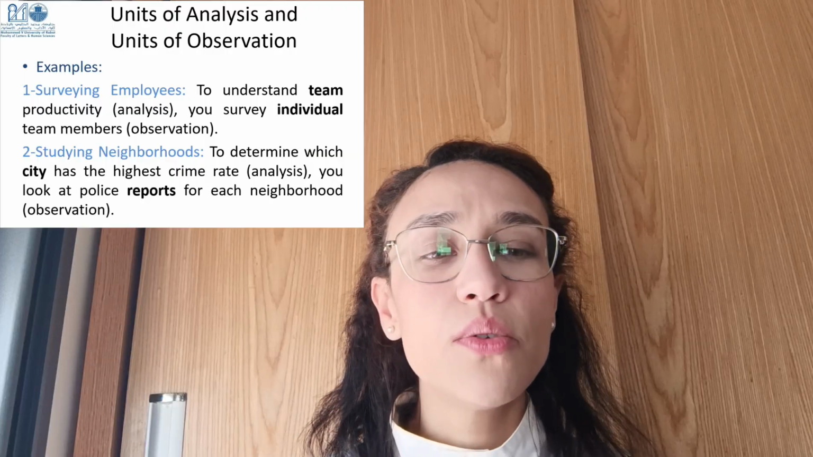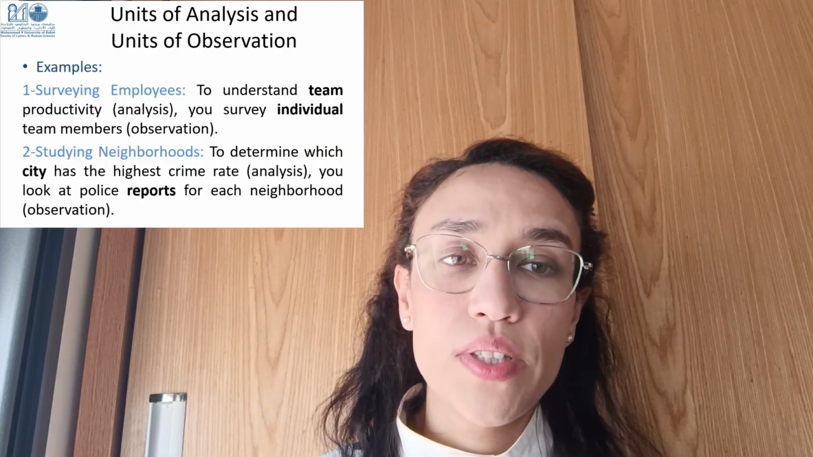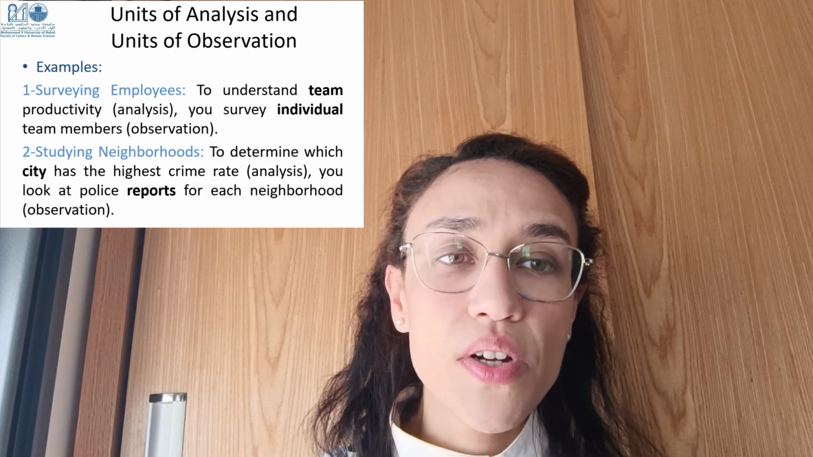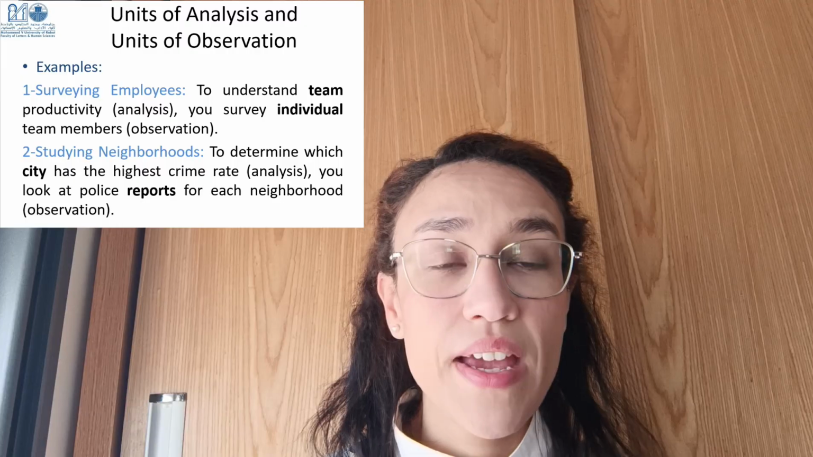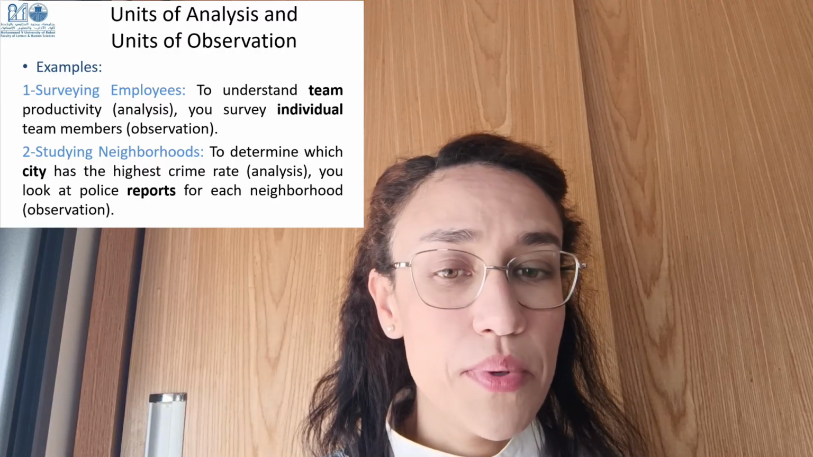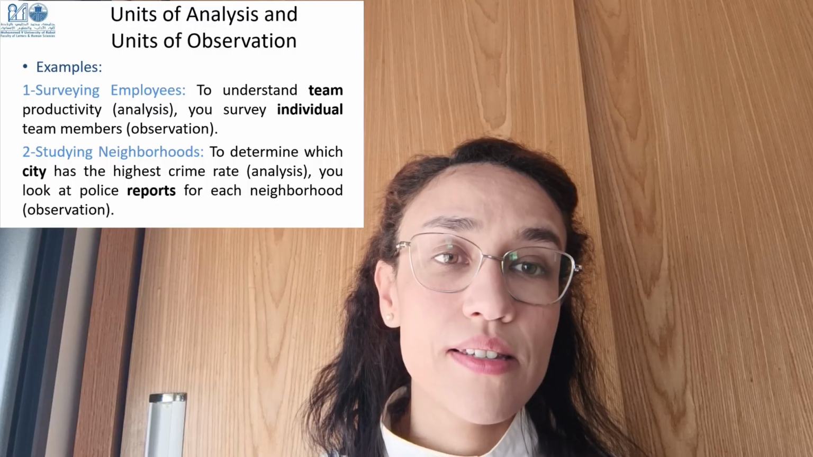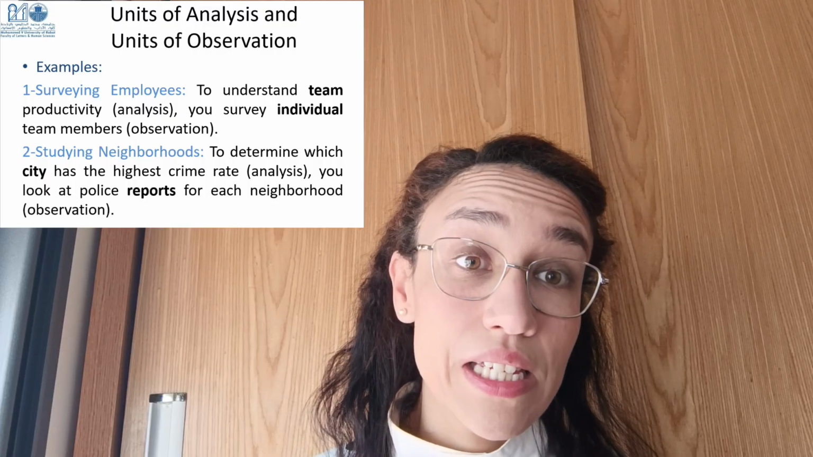Let's see some examples. First example, in order to understand team productivity, you survey individual team members. So what you are aiming to explain or to analyze is team productivity. And what you observe is the individual team members. So the unit of analysis is team productivity, while the unit of observation is individuals.